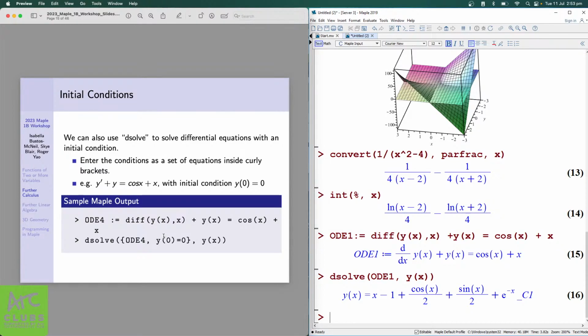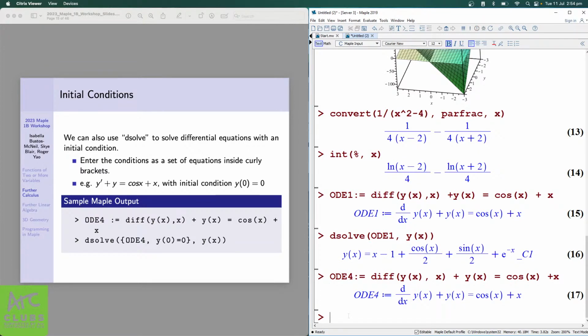For example, y dash plus y is equal to cos x plus x with the initial condition y of 0 equals 0. So here we can define this as ODE4, and so that's diff y of x plus y of x is equal to cos of x plus x. So that's our differential equation. And what we can do now is we do dsolve.